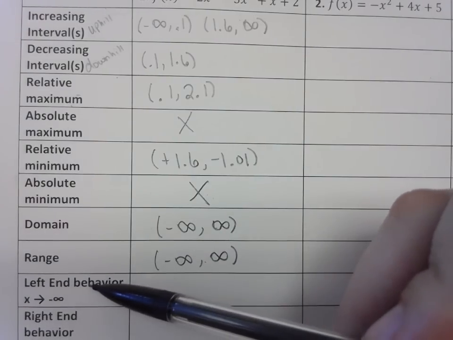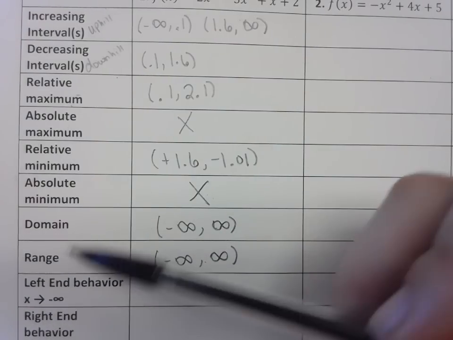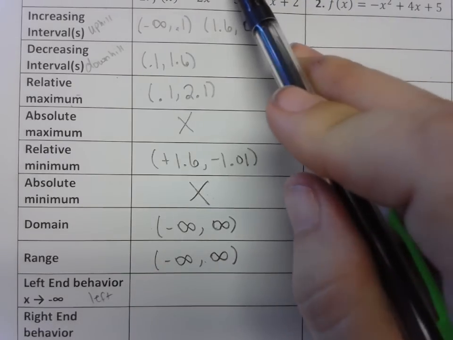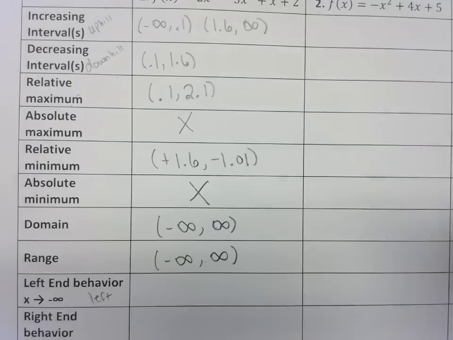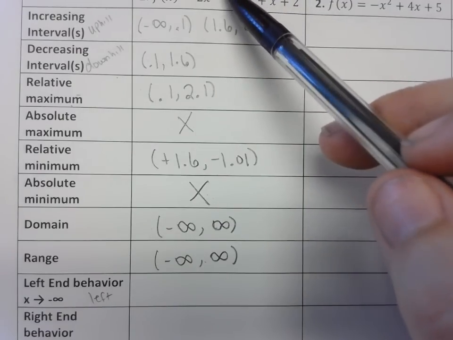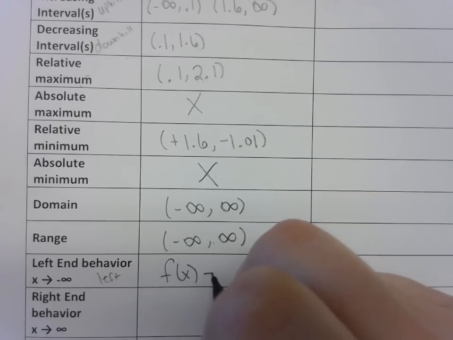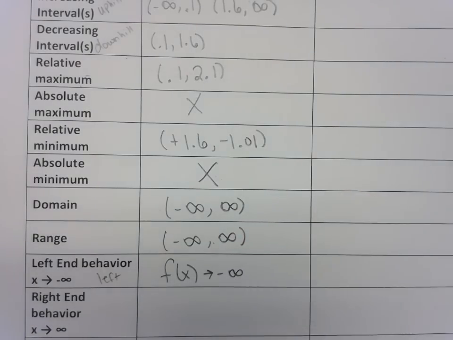Left-end behavior. As x is going toward negative infinity, aka we're going to the left, what's happening to the y value? Well, as we move further and further left, that's going toward negative infinity. So this would be f of x approaches negative infinity.